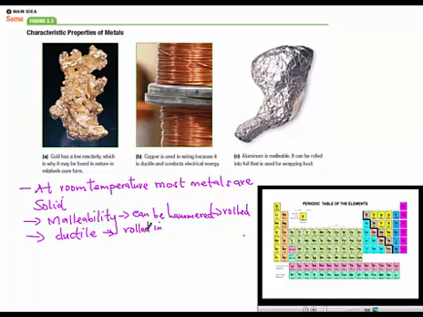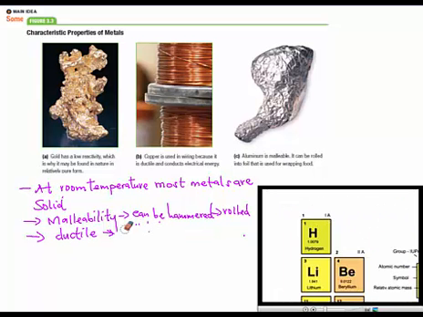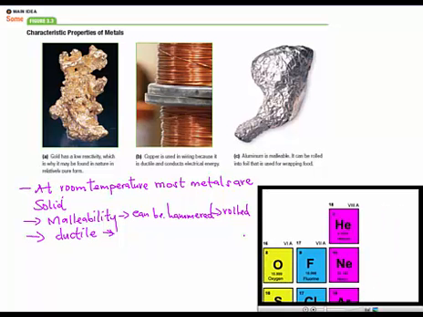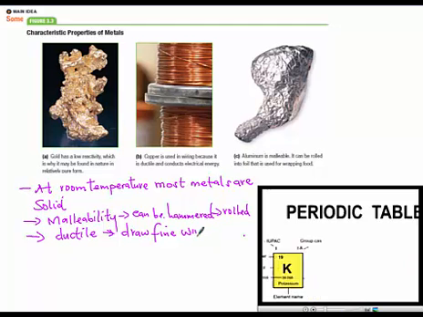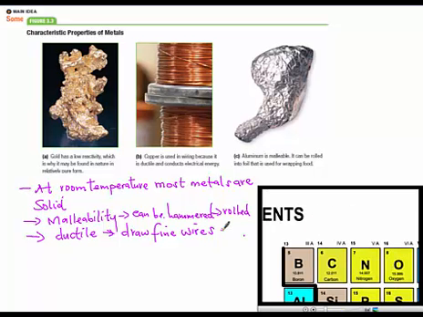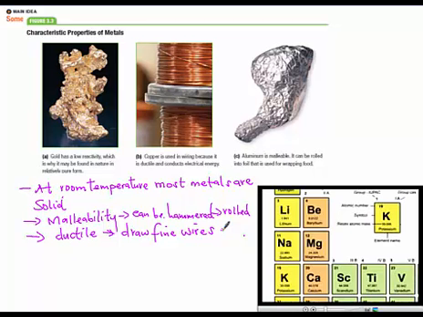But because they are ductile, we can draw fine wires out of them. We know the importance of wires. What gives metal this ability is their high tensile strength.